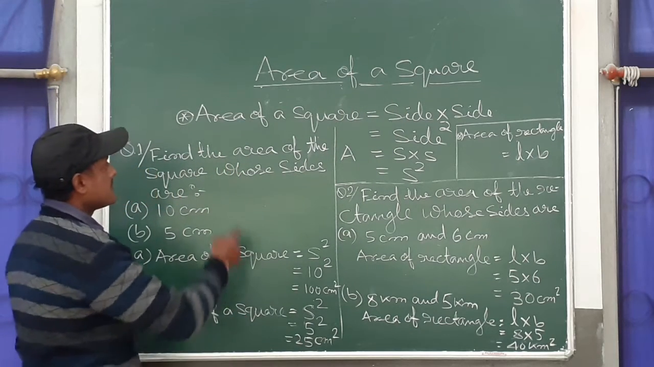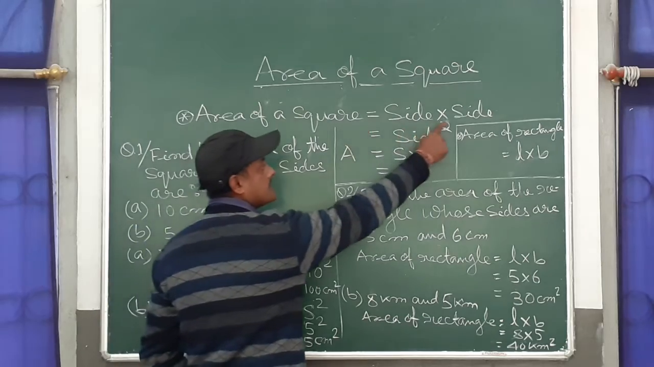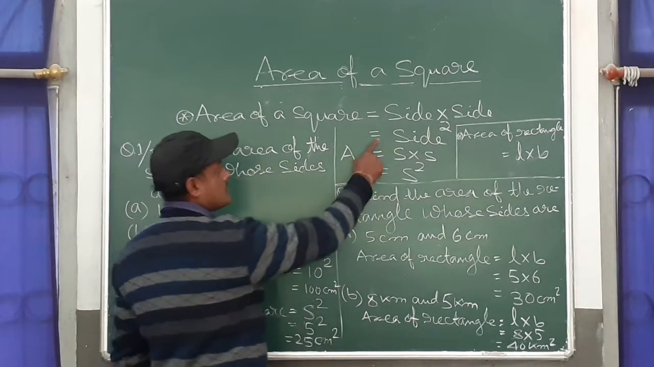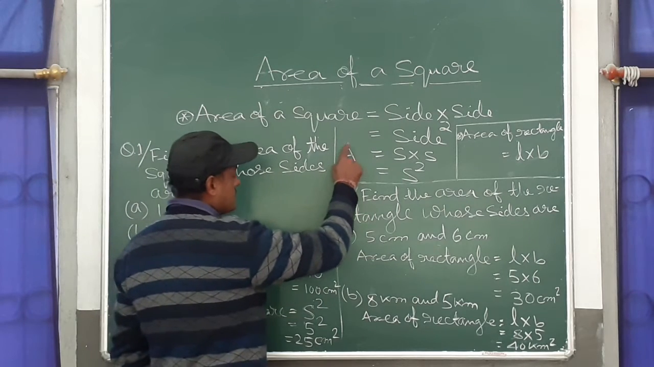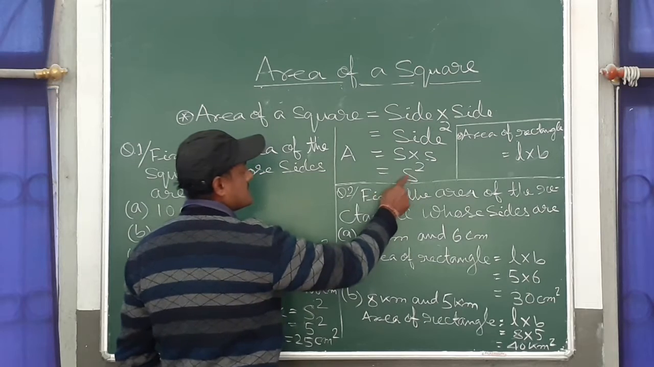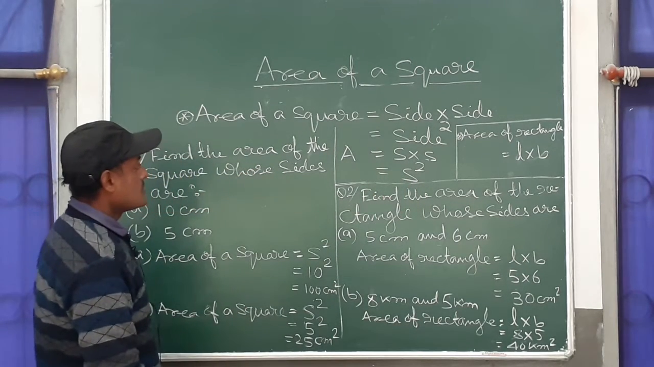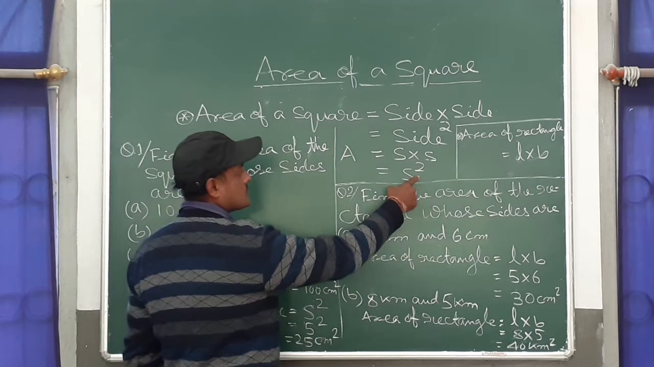What is the formula of area of a square? Last time I gave you the formula. Area of a square is equal to side into side. So in short we can write side square. But in even shorter form we can write A is equal to S into S, that is S square. So what is the formula of area of a square? A is equal to S square.